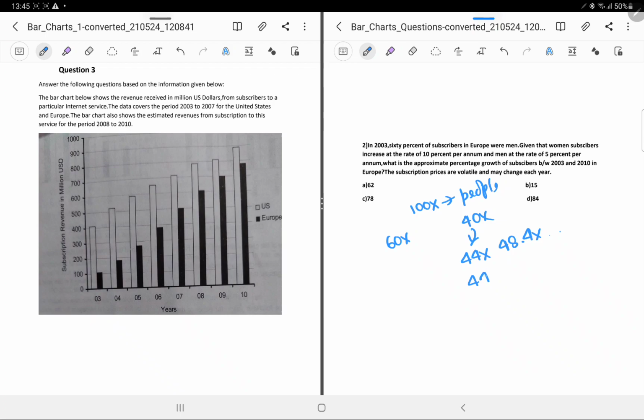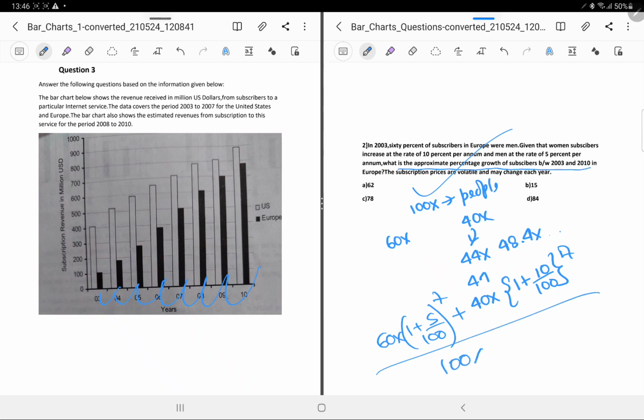So this is 40x. The initial value is 40x, 1 plus 10 by 100, this is the rate, and how much time it will grow? 2003, 4, 1, 2, 3, 4, 5, 6, 7. This is 7. Similarly, you have 60x, and this is 1 plus 5 by 100 to the power 7. This is basically the combined number of subscribers if they are growing at the rate mentioned. Now what they are asking is, what is the approximate percentage growth of the subscribers? So this would be 100x.